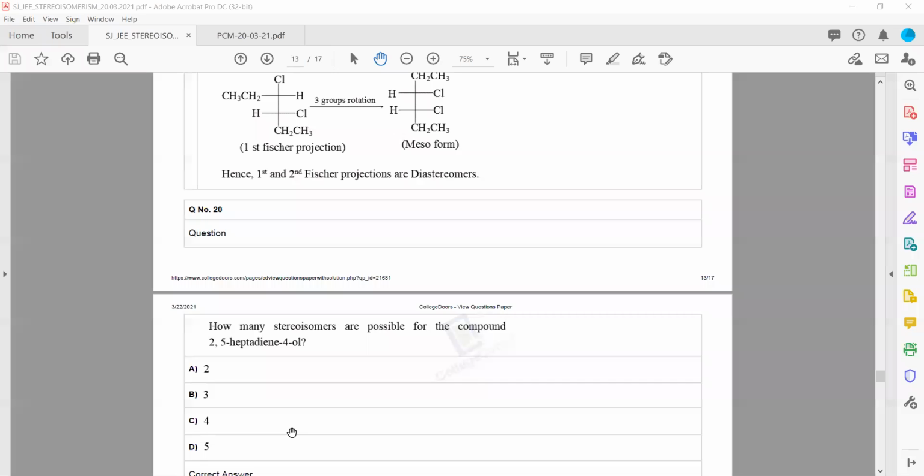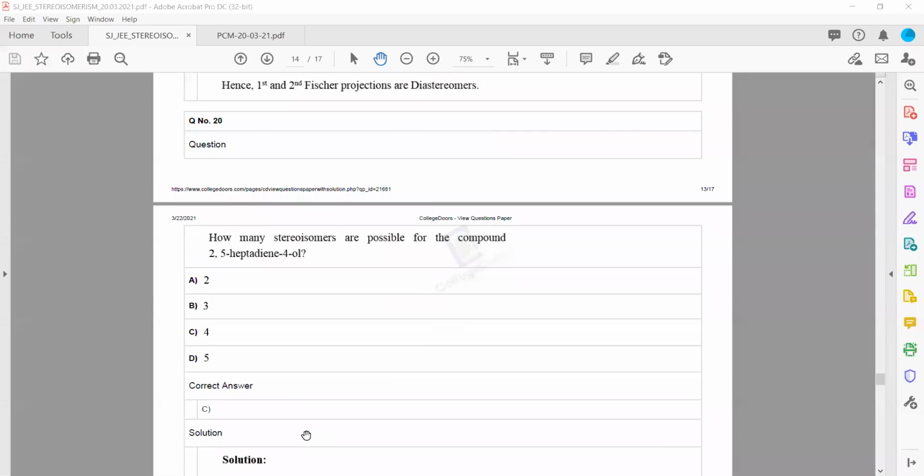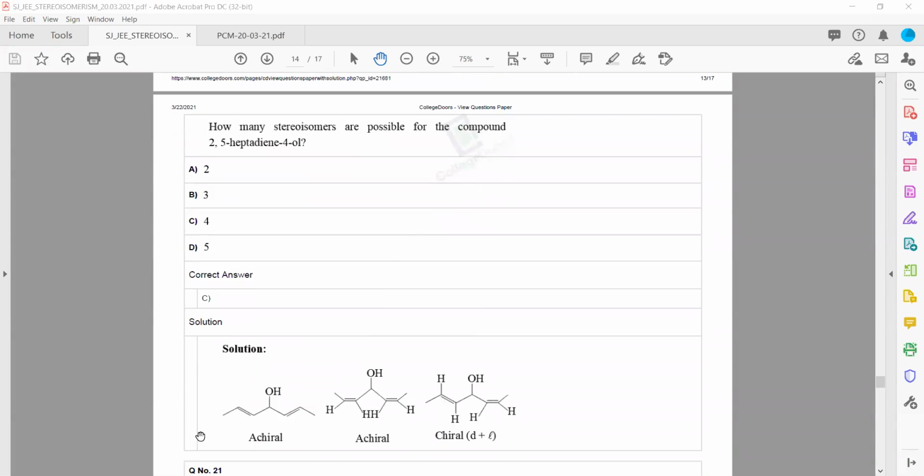Next, how many stereoisomers are possible for the compound 2,5-heptadiene for all? So here, from the name you have to identify the structure, and this is the structure. And with this structure, what is your observation? How many stereo centers do you see? Two. Two, right? How is this two stereo centers? This is the molecule.